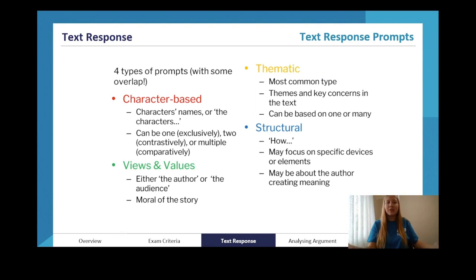Text response prompts. We need to be able to first identify what type of prompt we have so that then we are able to fully address our prompt and answer what the prompt is asking us to do. So we might have character-based prompts, and these are very, very easy to spot. They will include characters' names or say something like the characters or the figures. It might be one character, it might be two characters side by side, or it can refer to a group of characters. So you can really see how these are easy to identify.